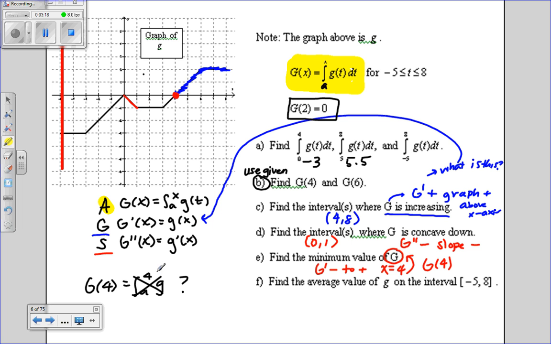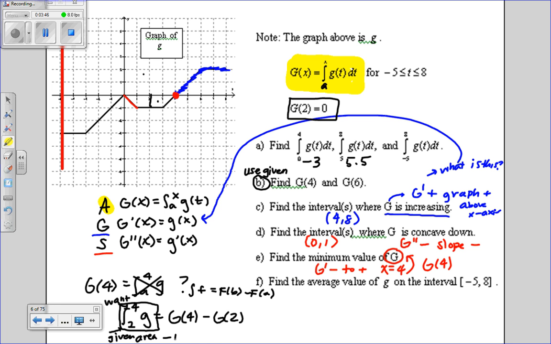So the given is 2, so we say the integral from 2 to 4, given what we want, is big G of 4 minus big G of 2, because this is just the fundamental theorem of calculus. Okay, this means the area, and so the area from 2 to 4 is negative 1.5. G of 4 minus G of 2 is 0, so we just get G of 4 is equal to negative 1.5.